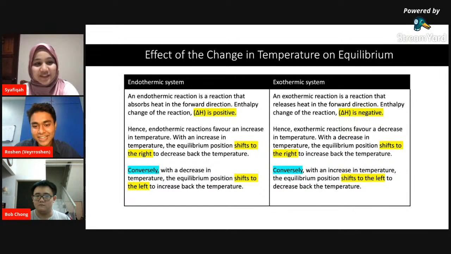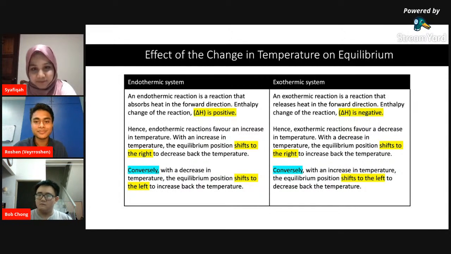Okay, so in the end, what we can conclude from this is that all equations will try their best to go back to balance, to go back to equilibrium. So in the end, all we want is equilibrium, right, Chong? Yes.